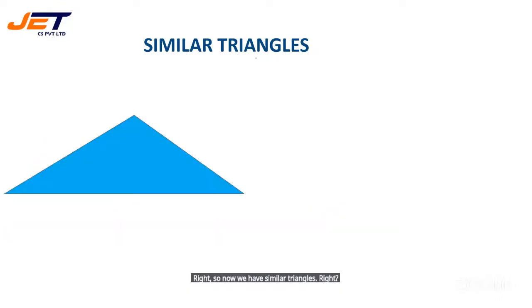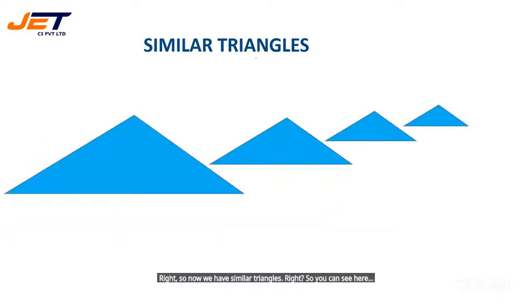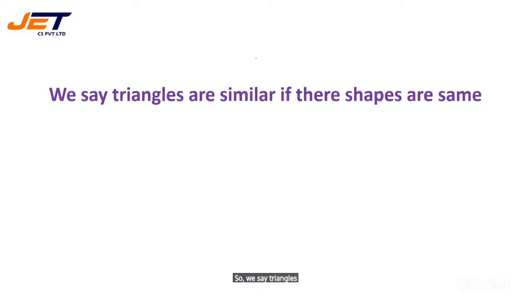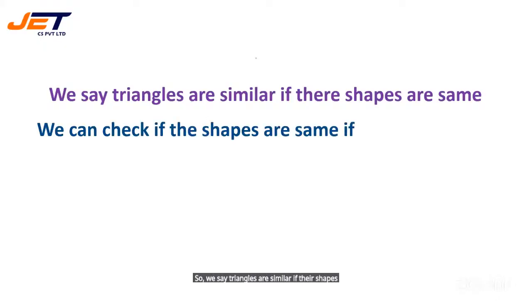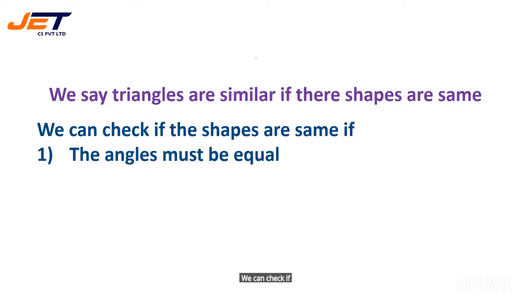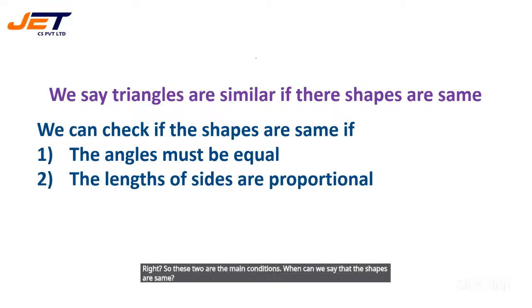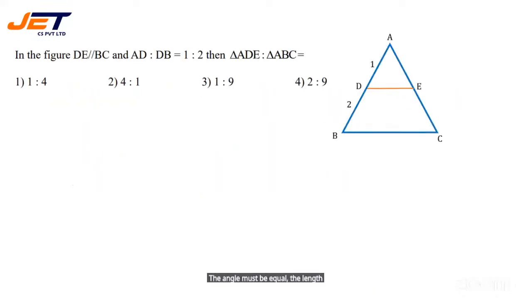So you can see here the triangles which are similar. So we say triangles are similar if their shapes are same. We can check if the shapes are same if the angles must be equal, the length of sides are proportional. So these two are the main conditions. When can we say that the shapes are same? The angles must be equal, the length of the sides are proportional.